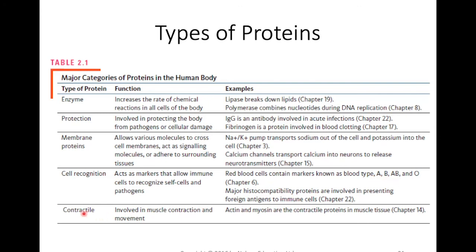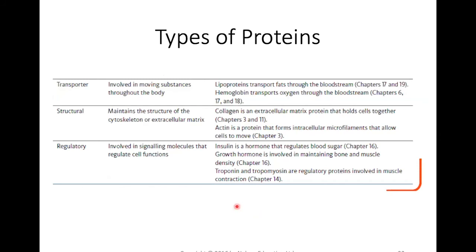There are contractile proteins that are involved in muscle contraction. In the muscular system, we're going to be looking at actin and myosin and how they work together to form a muscle contraction. Specific transporters as well. Hemoglobin's a great example of this. Hemoglobin's a globular protein made up of 4 different protein subunits, and each of those subunits is capable of transporting an oxygen molecule. So hemoglobin is the protein molecule that's responsible for transporting oxygen to our tissues from our lungs.